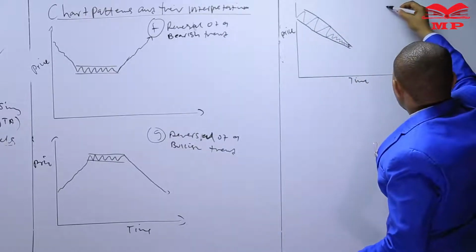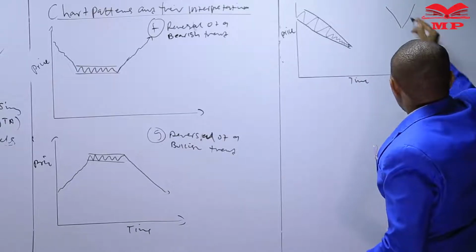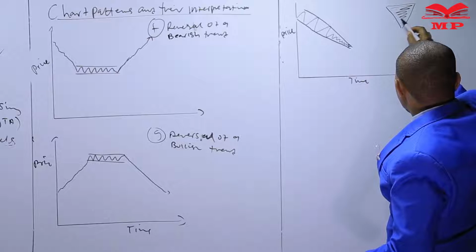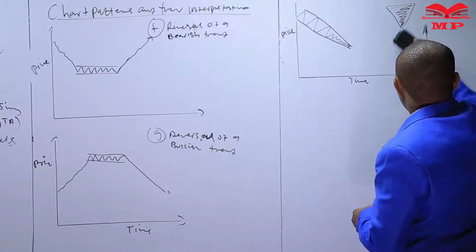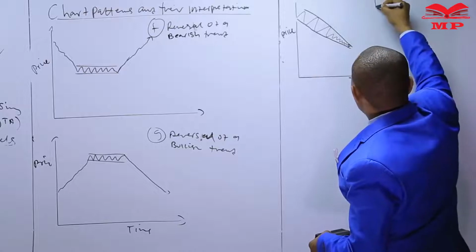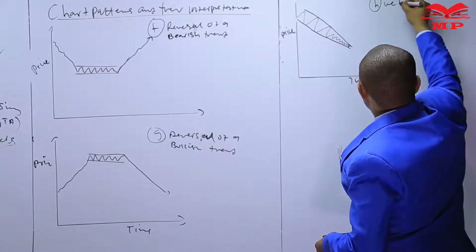Remember, a wedge is something that looks almost like that. So we find security prices being very erratic over here, but now concentrating towards my point there. That is what you're saying is my wedge. That's G, this is H, wedge.